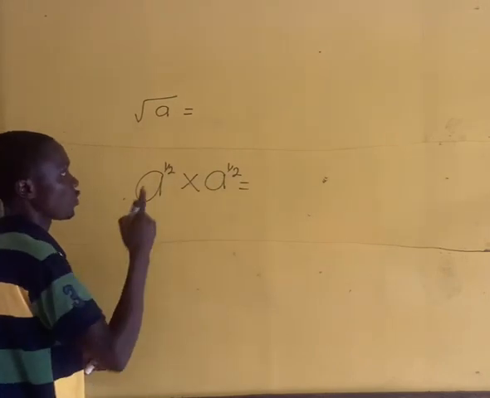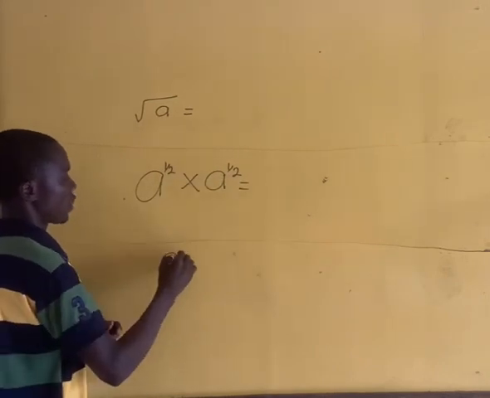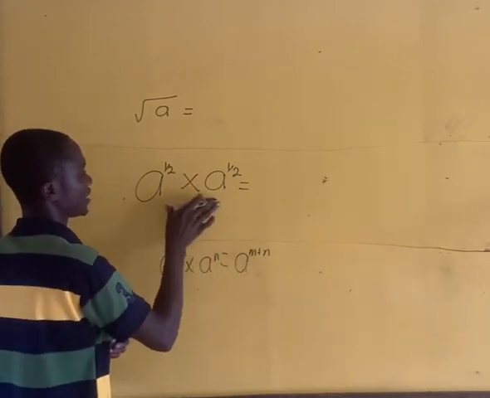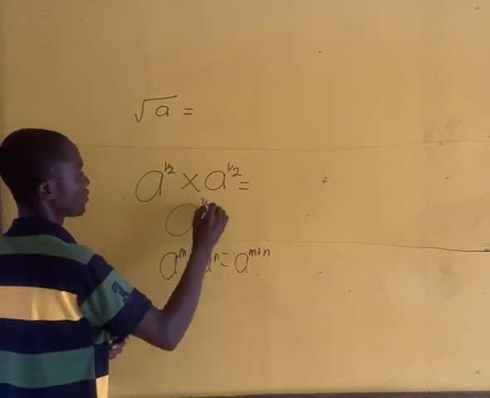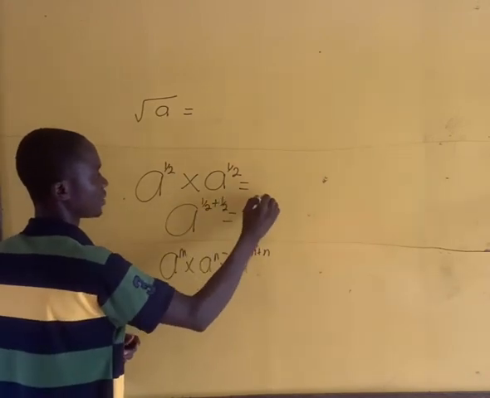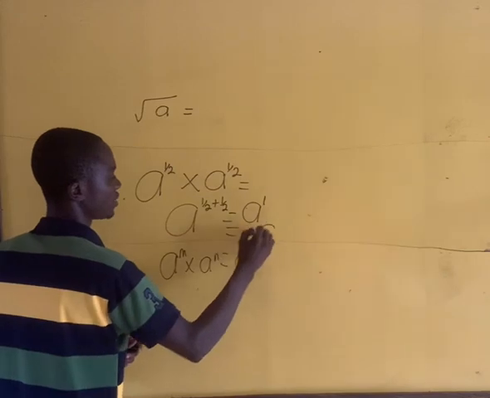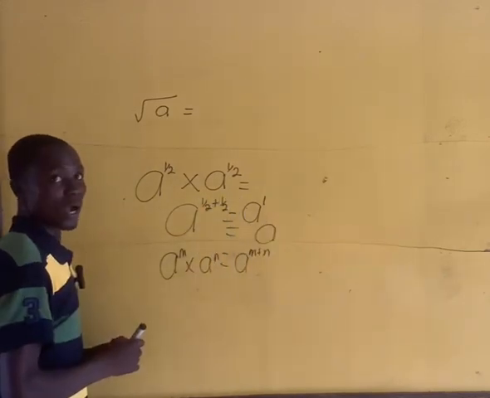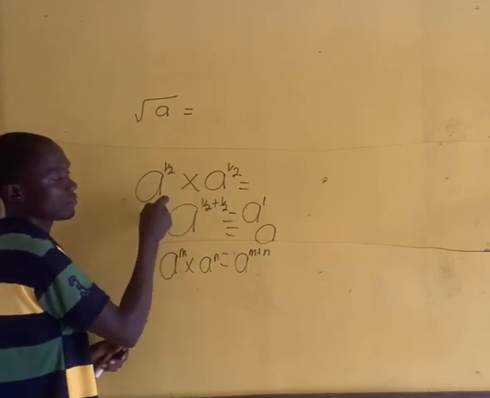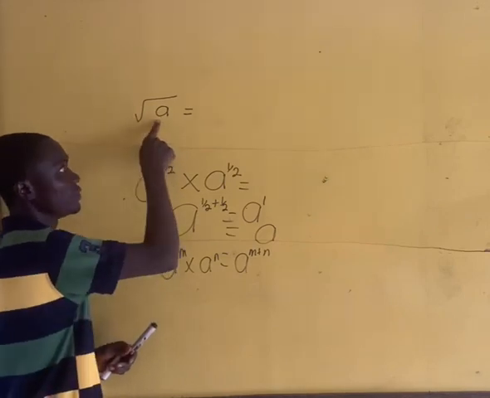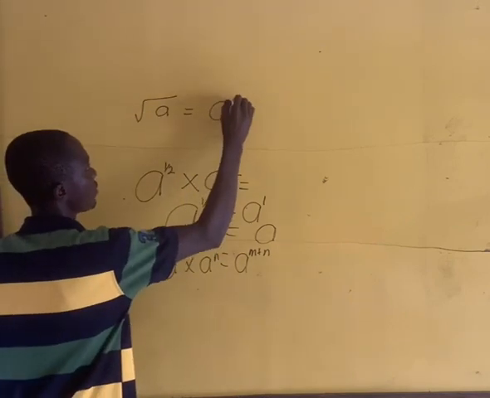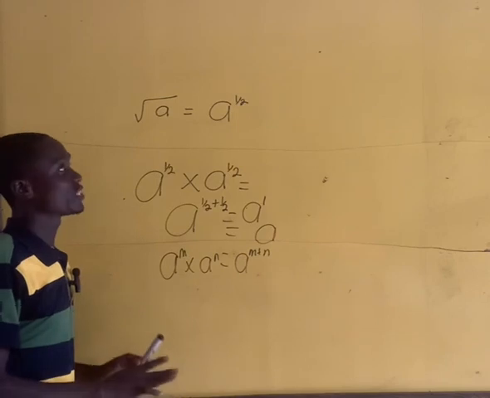Now, from A power m times A power n equals A power m plus n, this can be written as A power half plus half. Half plus half is 1, so this eventually gives me A. Wow, it means that if I multiply A power half by itself, it will give me A. So the square root of A is equal to A power half in a very simple way.